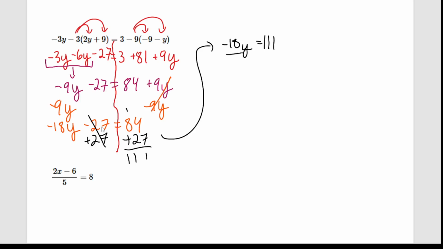Then as a last step, we're going to divide by -18. So I'd be left with y is equal to -111 divided by 18. And I don't believe that simplifies. Actually, maybe it does simplify. And how do I know maybe it does simplify?